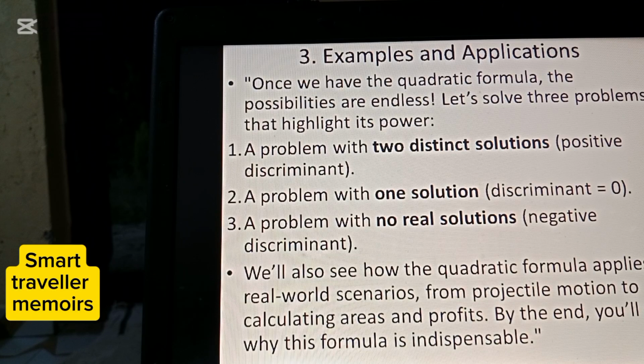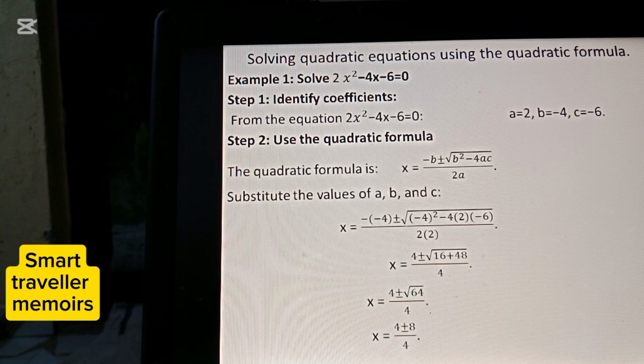We will also see how the quadratic formula applies to real-world scenarios, from projectile motion to calculating areas and profits. And therefore, by the end, you'll see why this formula is indispensable. So let's start with our first question.